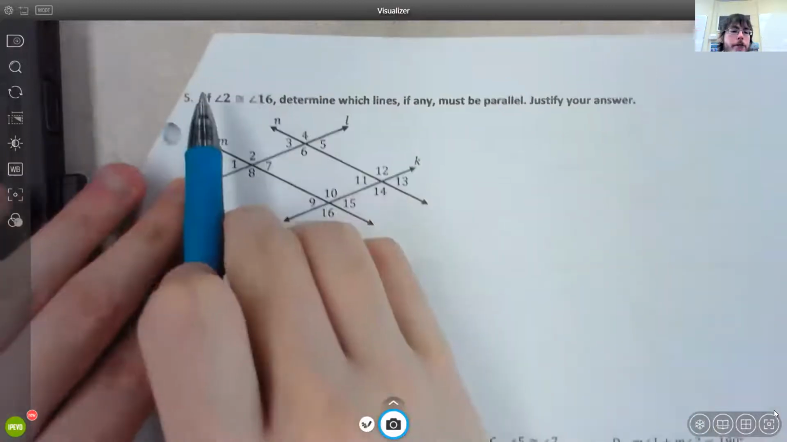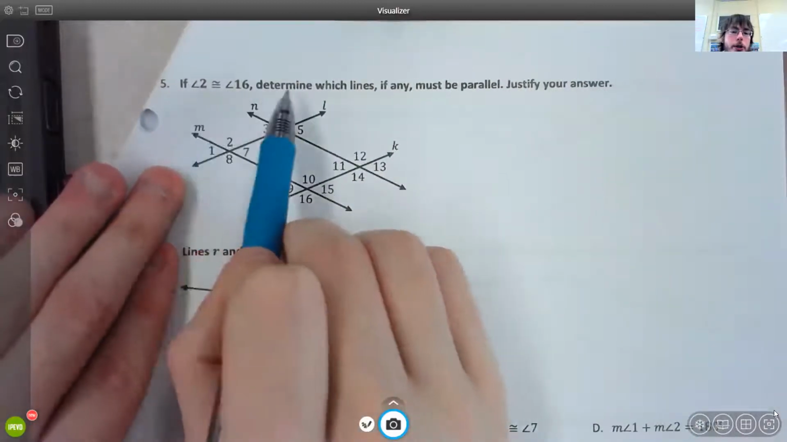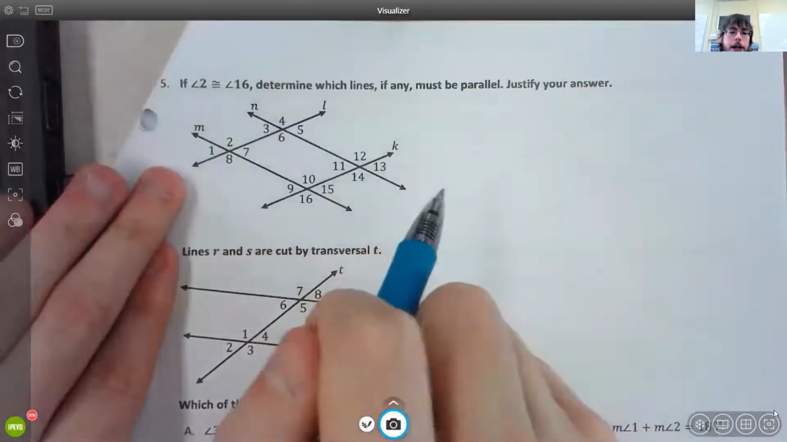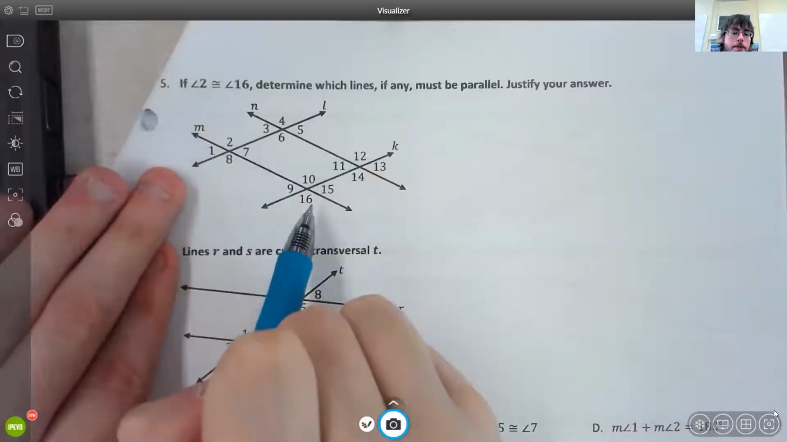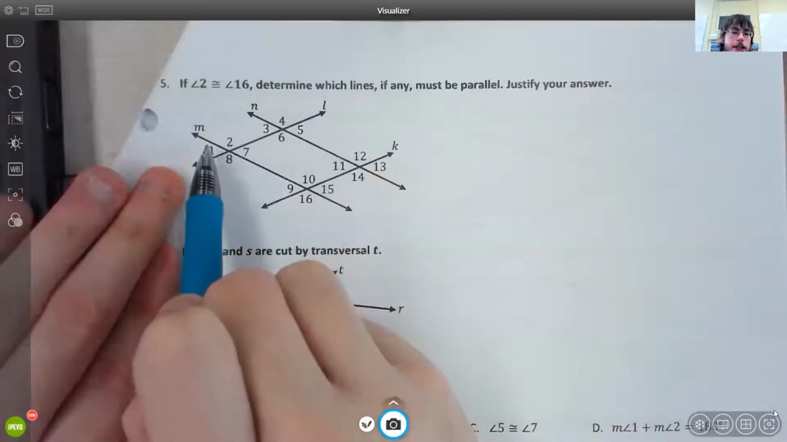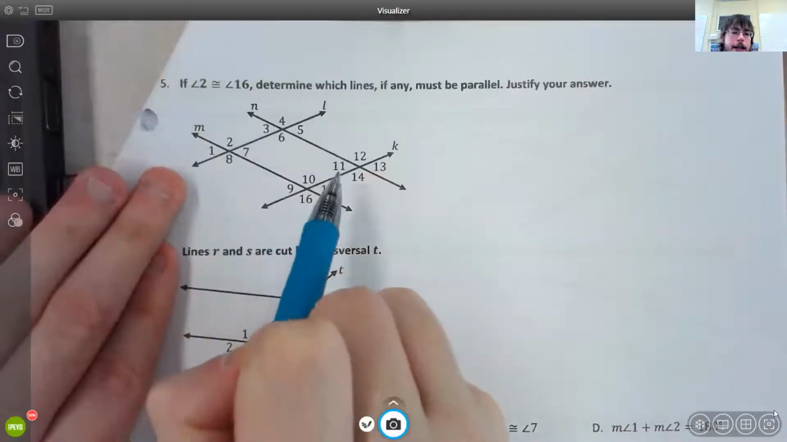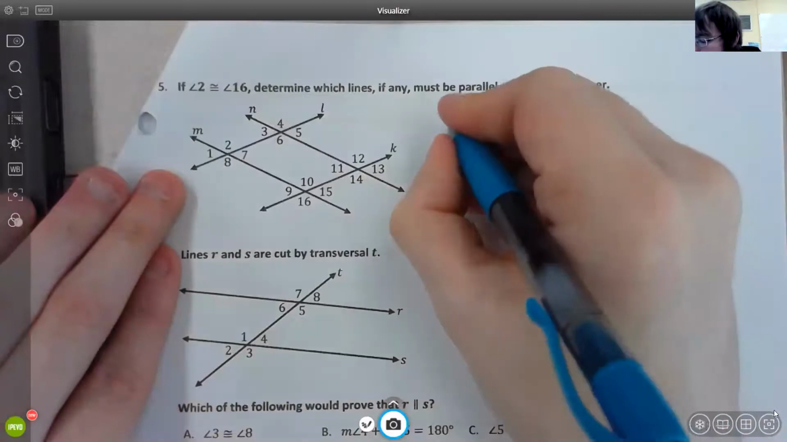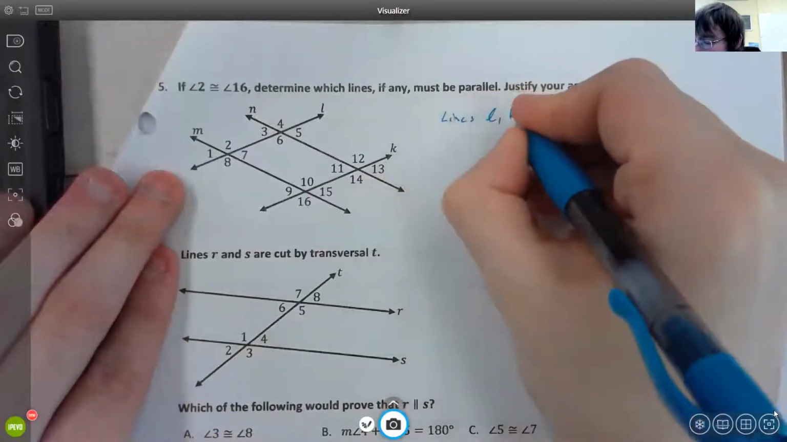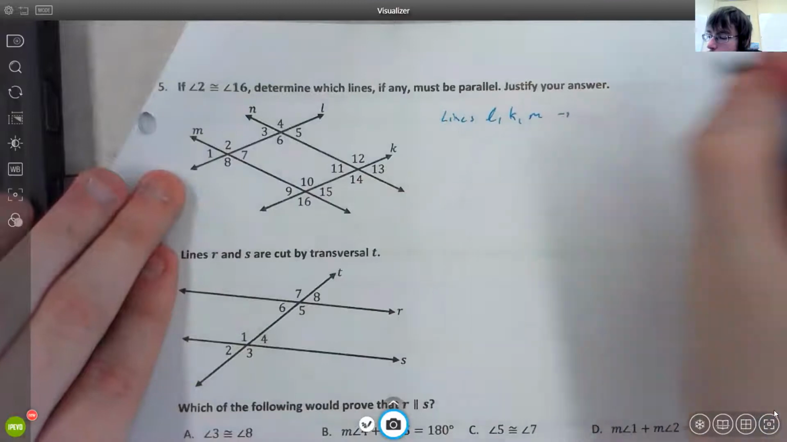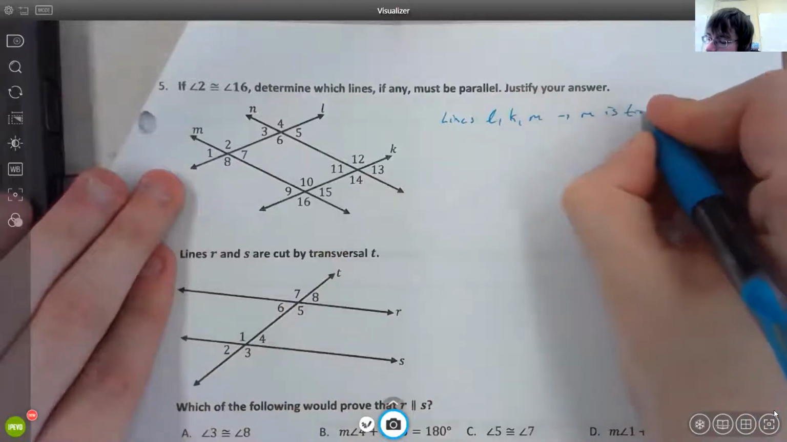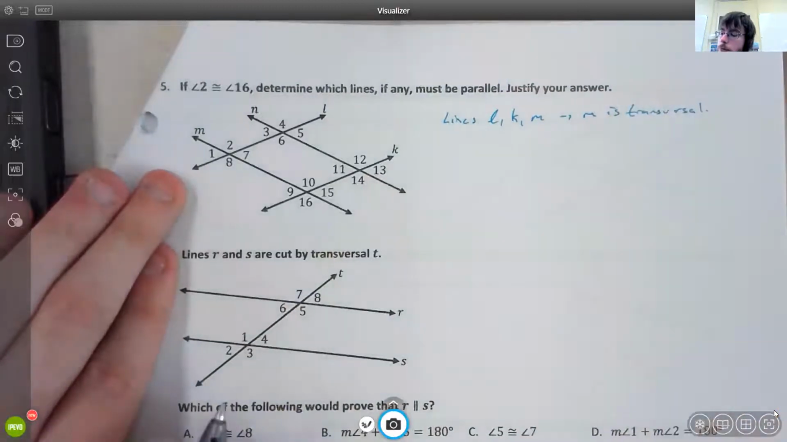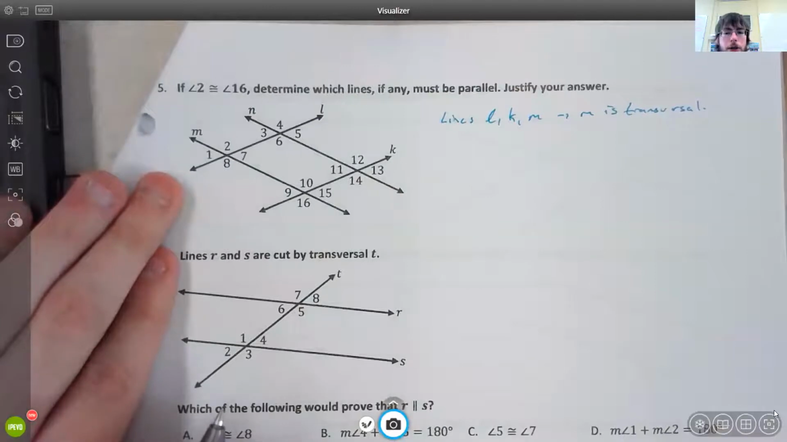So let's look at this one. If angle 2 is congruent to angle 16, determine which lines, if any, must be parallel. Justify your answer. So we're going to look at angles 2 and 16. Well, 2 is attached to M and L, and 16 is attached to M and K. So we have lines L, K, and M. And we see that M is our transversal. So we're looking at lines L and K.